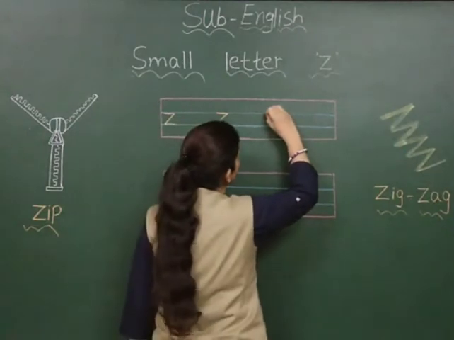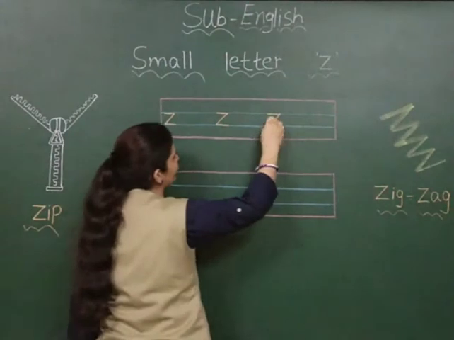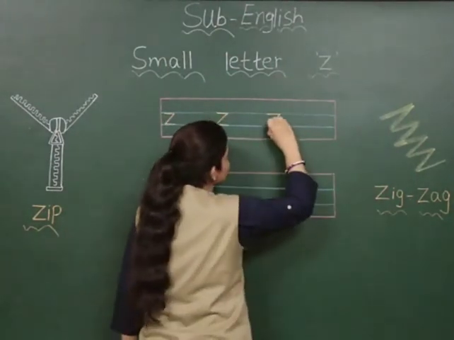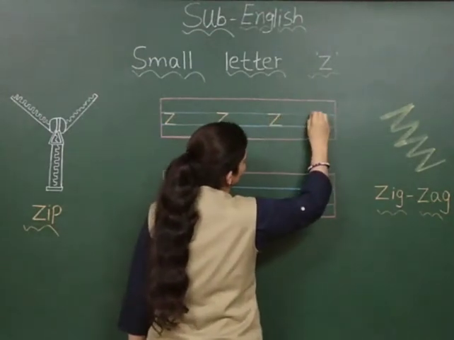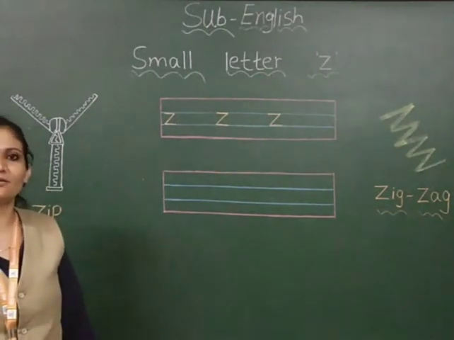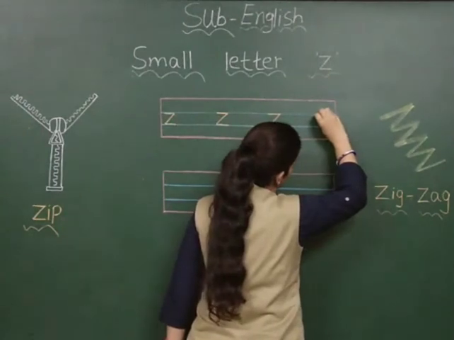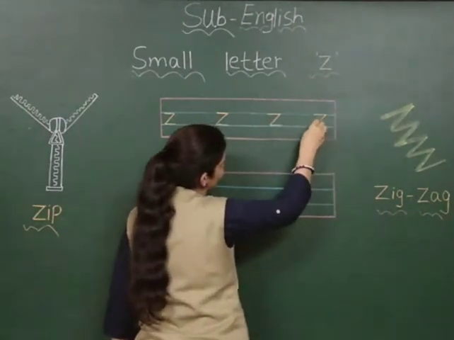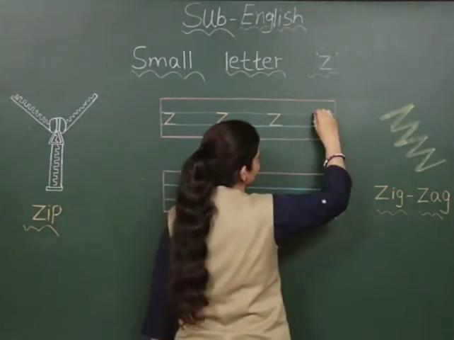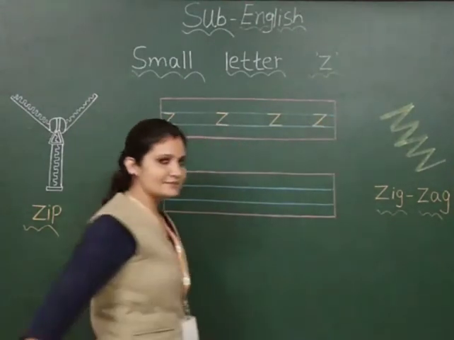Again see here. First we have to make one sleeping line, then slanting line and then sleeping line. This is called small letter Z. You have to make two lines, that is, one is sleeping and another is slanting. Again you have to see. First you have to make one sleeping line, then slanting line, and then again you have to make one sleeping line. Which letter is this? This is small letter Z.